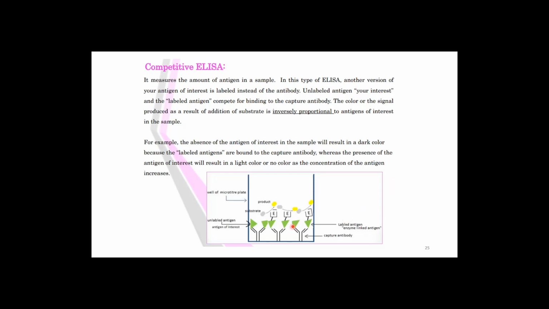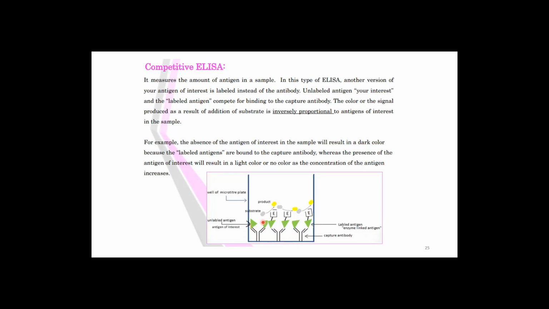In the previous two cases, the color or signal produced is always directly proportional to the amount of the antigen of interest. But here, we have an unlabeled antigen and we add a labeled antigen. Labeled antigen is the antigen already linked to the enzyme. If the concentration of labeled antigen is more, then there's more chance that the labeled antigen will get attached to the antibodies captured on the surface of the microplate. If the concentration of unlabeled antigen is more, then chances are more that the unlabeled antigen will get attached to the captured antibodies on the microplate.